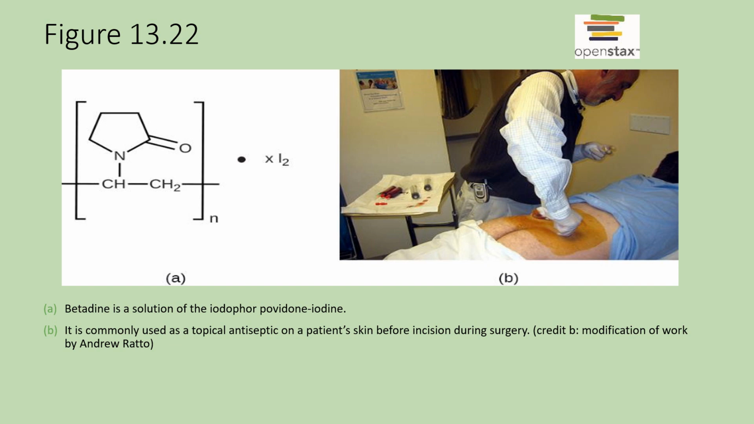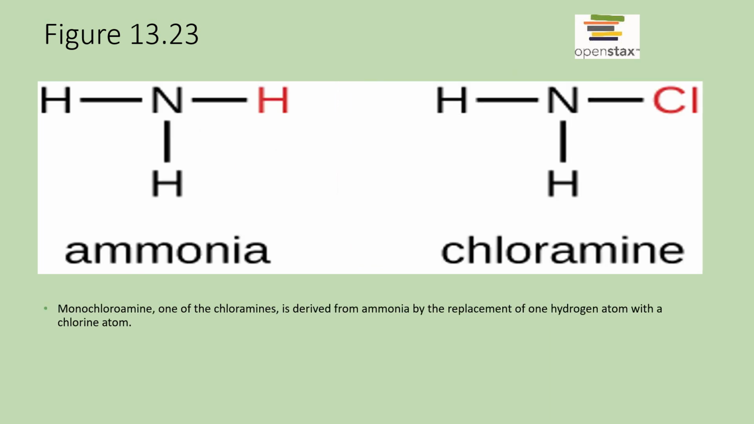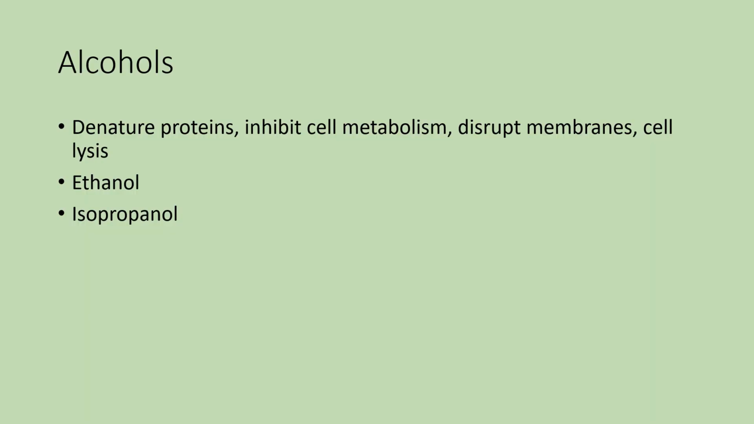Betadine is an example. It's used as an antiseptic, commonly before surgery. Some chloramines are also good at controlling growth, like ammonia, chloramine.